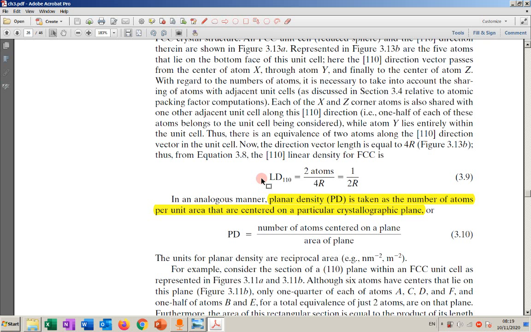We explained linear density, which represents a density on the directions. Now we will go for planar density, which deals with planes, and we're going to find density within a plane.